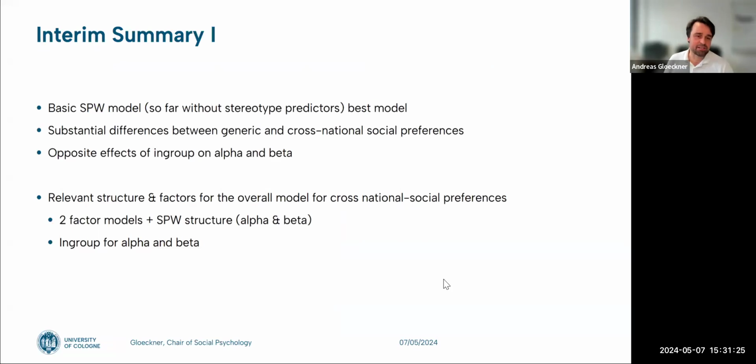So the summary of this first part is that this SPW model, even without stereotype predictors, seems to be the best model, and we will focus on this as we hoped for, and as we pre-registered our further studies. We analyzed this then in a bit more detail. We found that generic and cross-national social preference seem to be quite different, and we have this opposite effect of in-group on alpha and beta, which we want to explain later a bit more. For our overall model, which we want to develop over time, we see that it's a two-factor model. The SPW model seems to be a good starting point, and the model should probably include some predictor for in-group versus out-group.